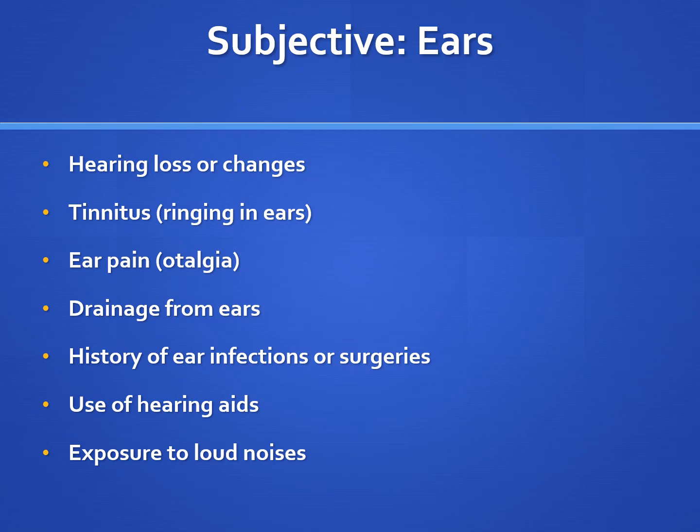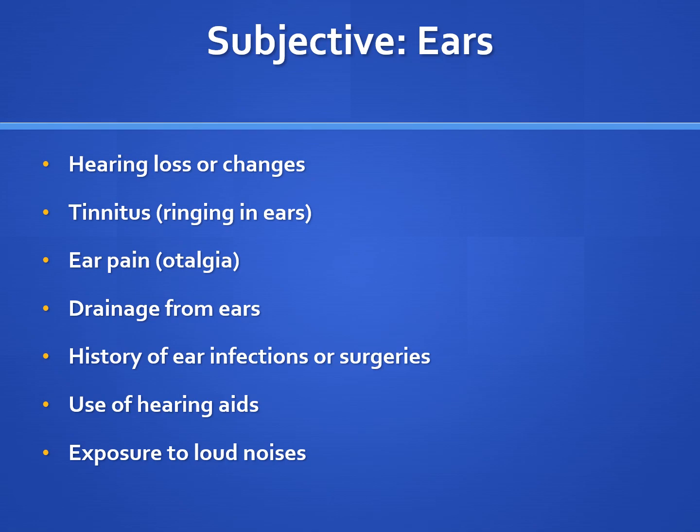We want to ask about any drainage from the ears, any fluid coming from the ears, the color, and odor, because it can indicate infection or potentially tympanic membrane rupture. Asking about history of ear infections or surgeries, because past history is important. We want to see if there have been any recurrent infections, which can lead to hearing loss, structural changes. We want to ask about any procedures like tubes or surgeries.